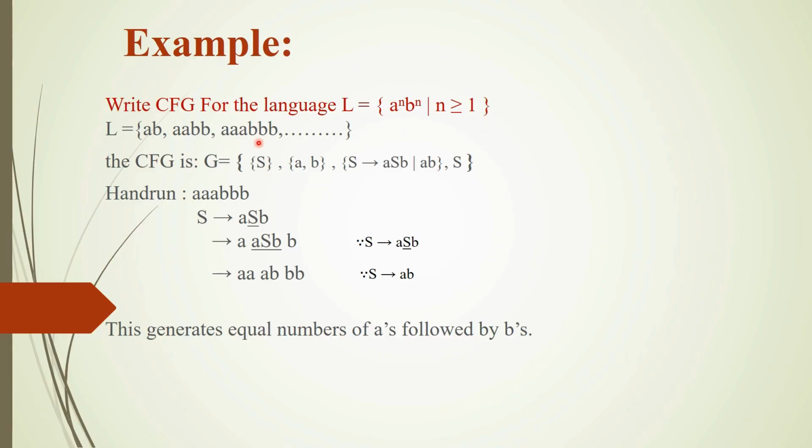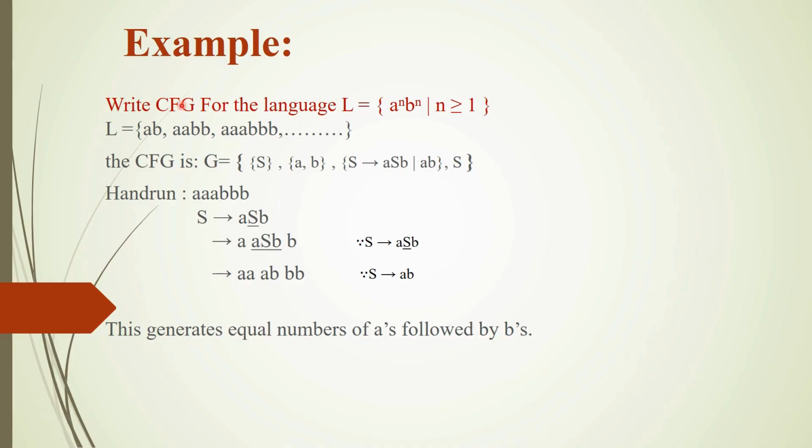So this is one example of a context free grammar. The problem statement is: write a CFG for the following language, where language L is equal to a raised to the power n, b raised to the power n, where n is greater than or equal to 1. It means the appearance of a and b is always greater than or equal to 1. Now, to get the language from this problem statement, we replace n with 1, then 2, then 3.